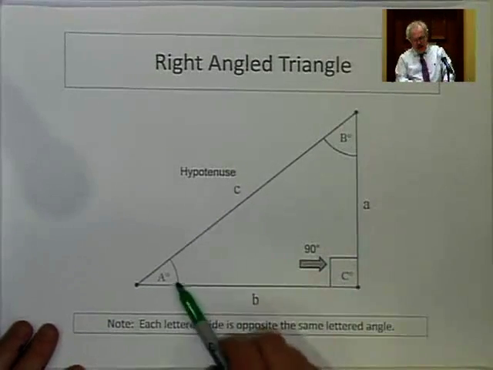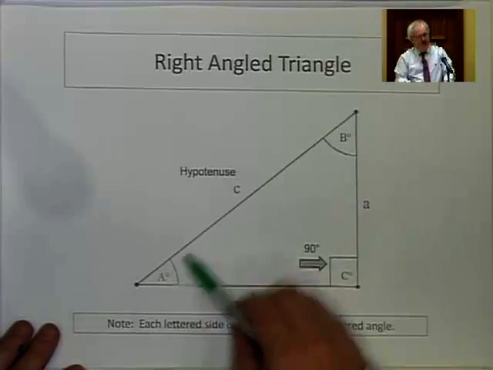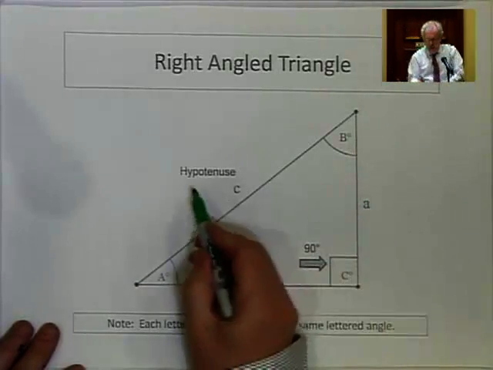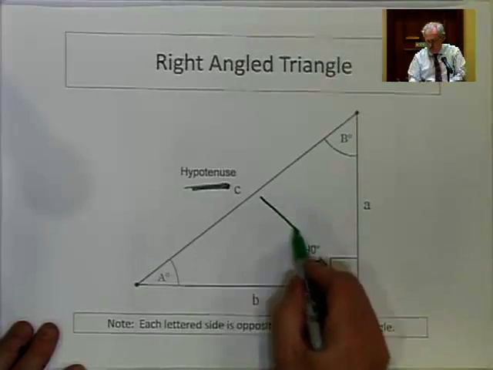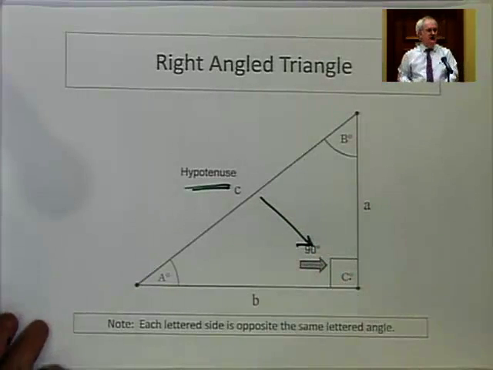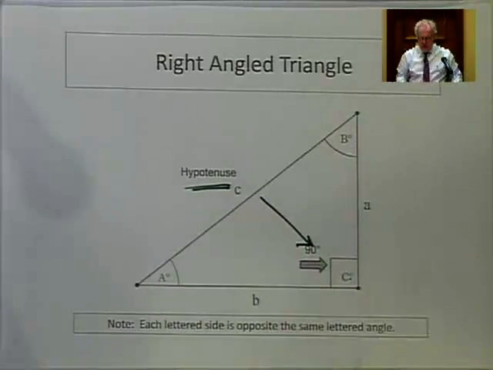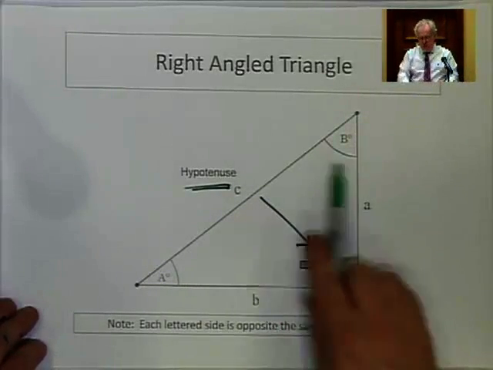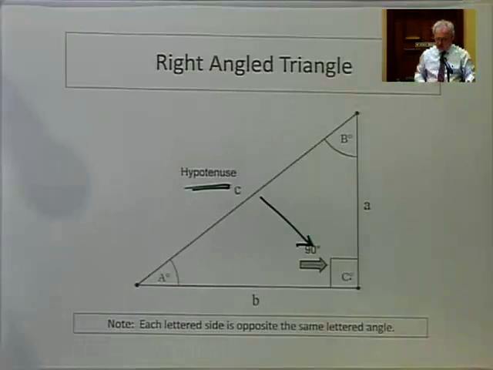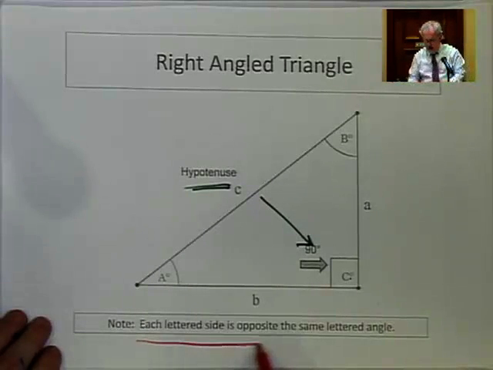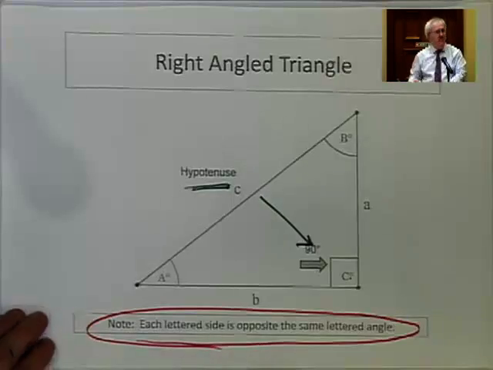The right angle triangle has three sides, and the hypotenuse is the side that is opposite the 90 degree. That's its definition. The hypotenuse is the big one. The other A and B are the other sides. This is really, really important.